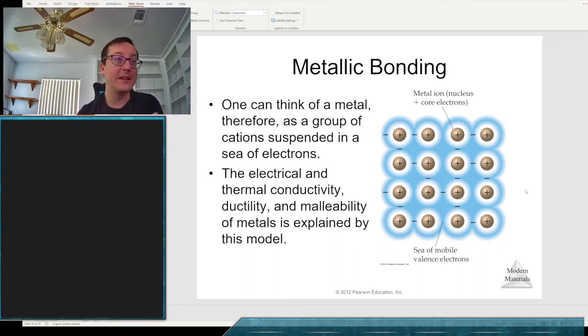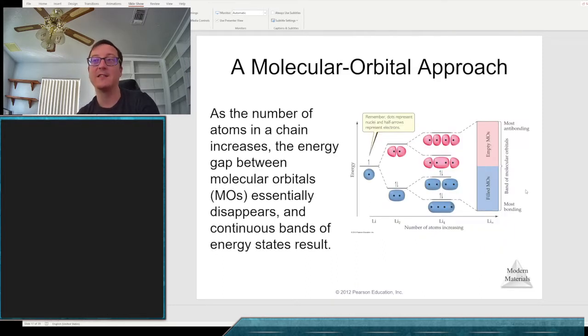And so we don't really necessarily have a sea of electrons. We actually have massive, massive molecular orbitals. We've looked at molecular orbitals in terms of simple things, two atoms put together, and we saw that if we put 2 atoms together, we get 2 molecular orbitals. But if we put 4 atoms together, then we're going to get 4 molecular orbitals.